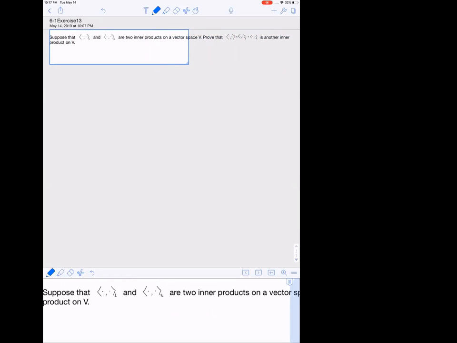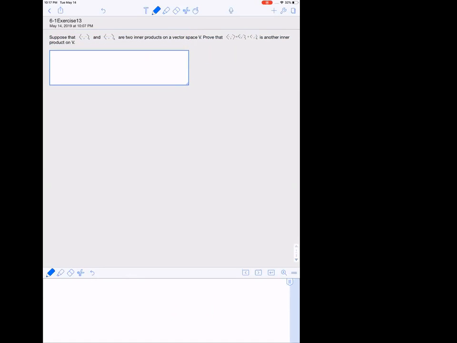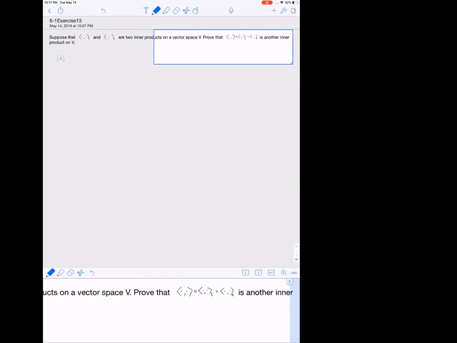All right, so we need to prove that that thing is an inner product. So we have to use the definition of an inner product. An inner product is a function that takes two vectors and combines them to give you a field element, satisfying several conditions. So let's prove that those four conditions hold for this function.